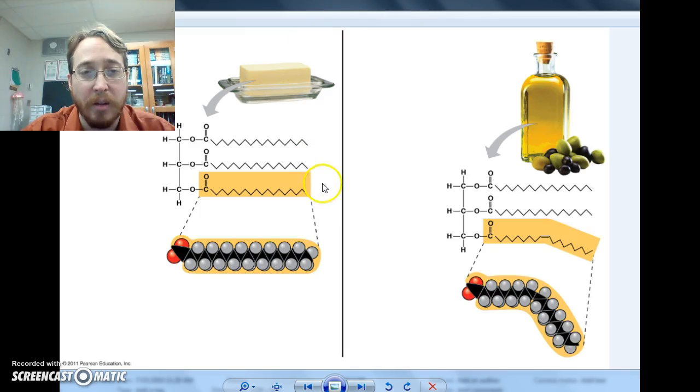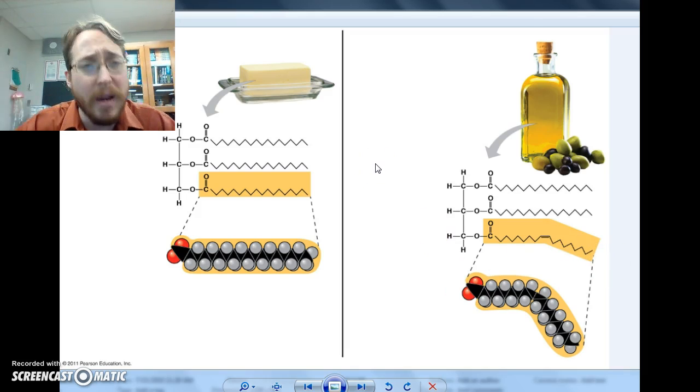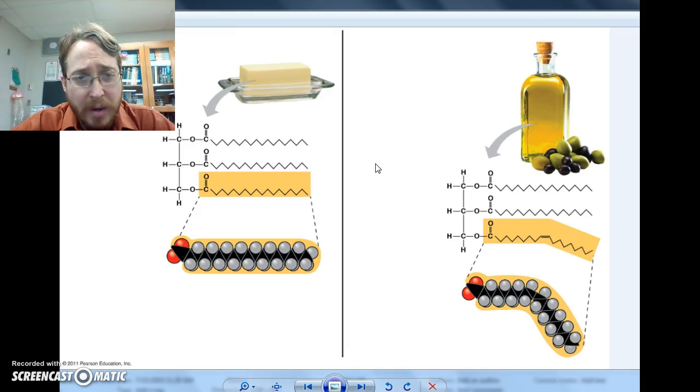So let's take a look at this. In here we have our fatty acids highlighted in yellow, and they are hydrocarbon chains, which means they are long chains of carbon with hydrogen bound to the carbon. And so there are several varieties of fatty acids. They are primarily divided into two categories, and those are saturated fatty acids and unsaturated fatty acids.